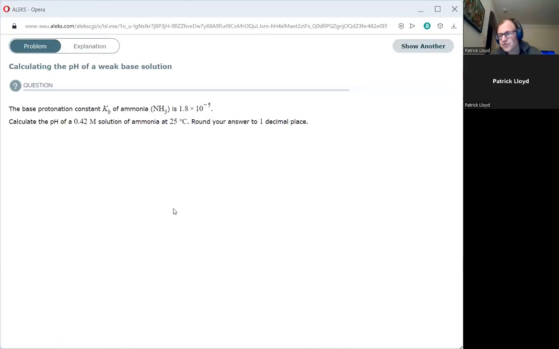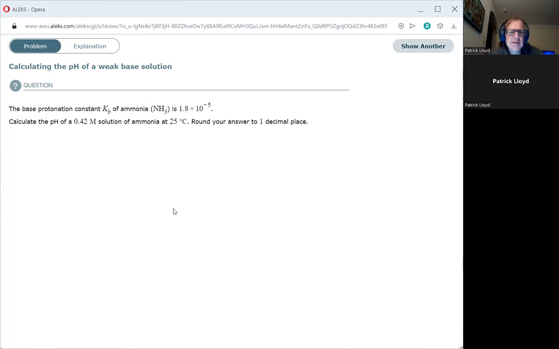So let me put this one up. This is for ammonia. Again, ammonia is just the exemplar of a weak base. It's the one we use. It's a simple formula. It's just well characterized. We use ammonia as the example over and over. If you go online or look at any textbooks, you're going to find KB calculations with ammonia are plentiful, right? So calculating the pH of a weak base solution: the base protonation constant KB of ammonia, NH3, is 1.8 times 10 to the negative 5. Calculate the pH of a 0.42 molar solution of ammonia at 25 degrees C and round your answer to 1 decimal place.